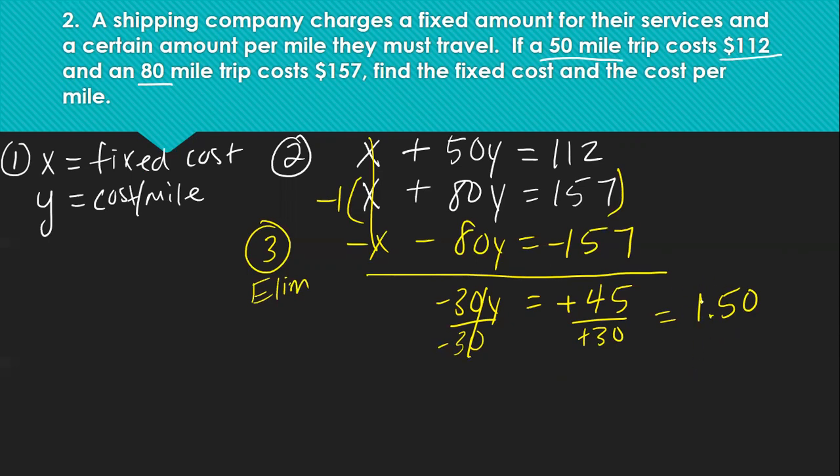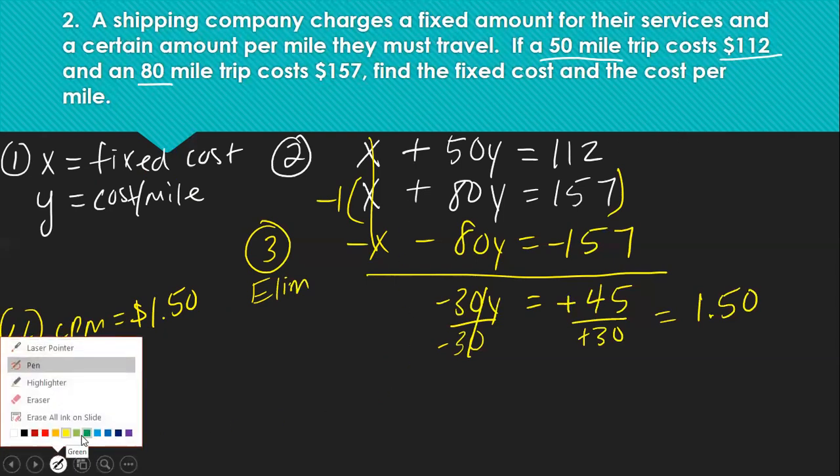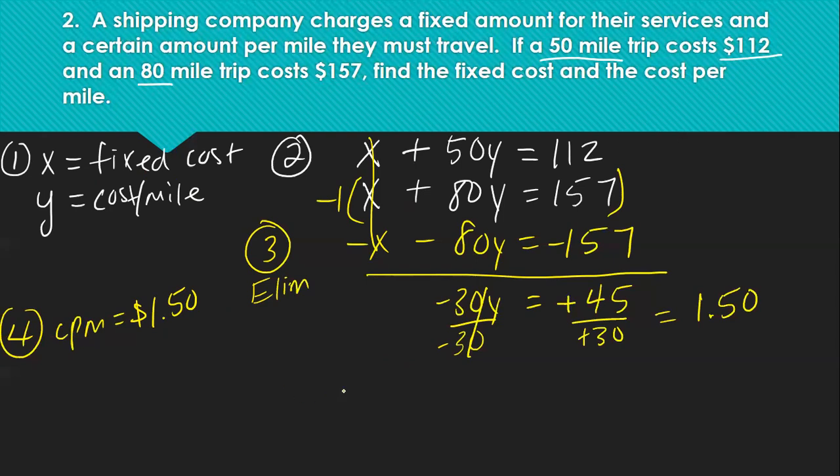So that means what does the Y represent? The cost per mile. So we know that cost per mile is $1.50. Okay. What do we have left to find? The fixed cost. So does it matter which one of our equations we use? It does not. So if we use first the 50, so X plus 50 times $1.50 equals 112.